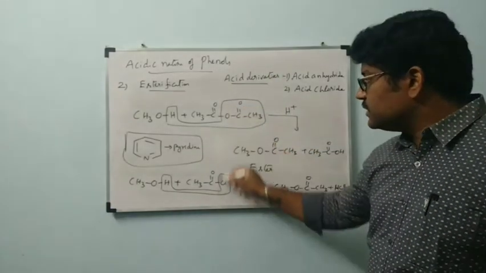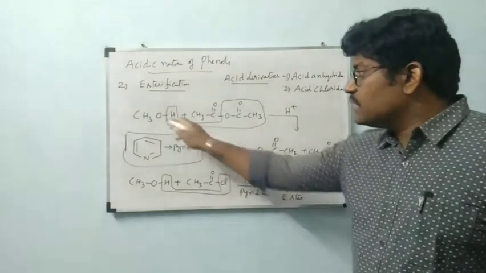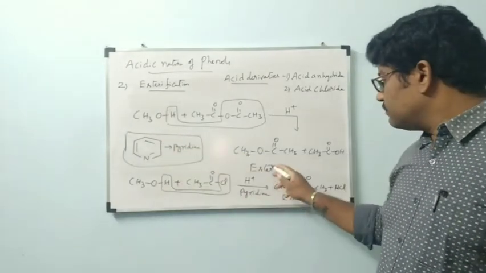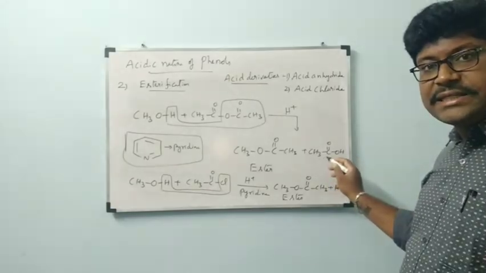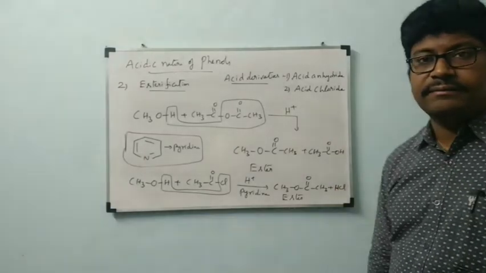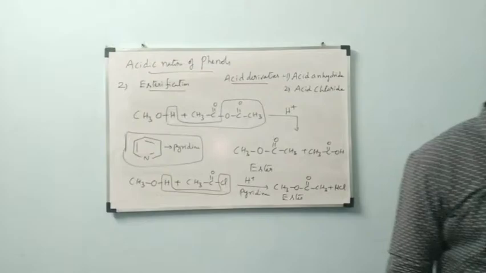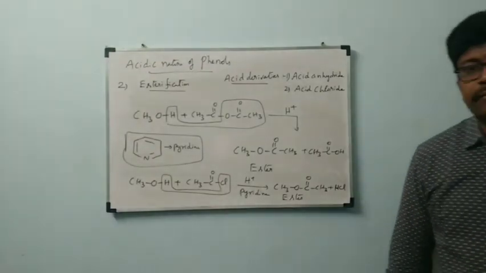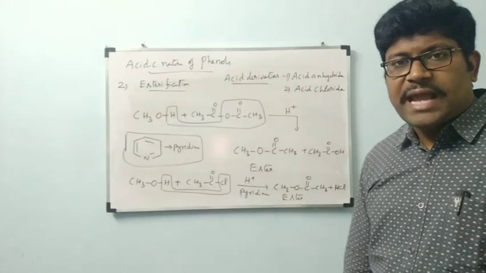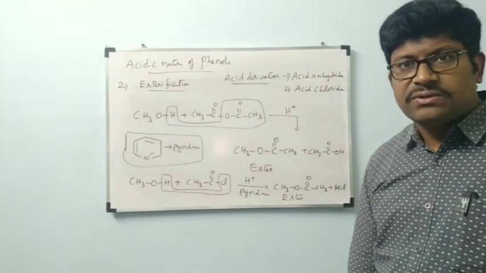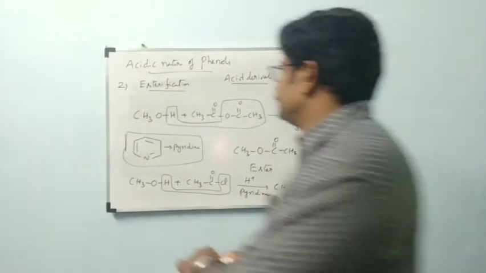Here we have taken acid derivatives. Acid derivatives will react with alcohol to form ester plus byproduct. Here the byproduct is acetic acid, here the byproduct is HCl. Okay, and one more important reaction is there, which comes under esterification only. That one we will see.